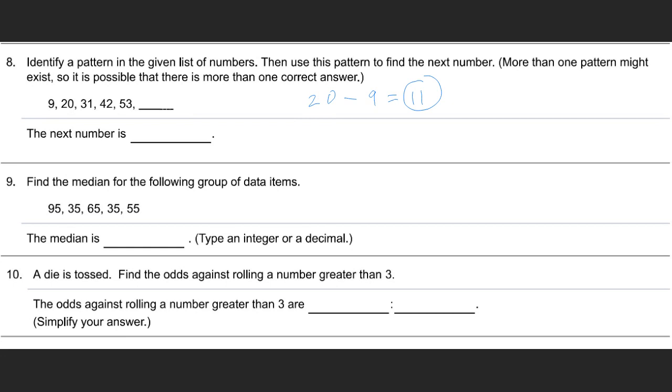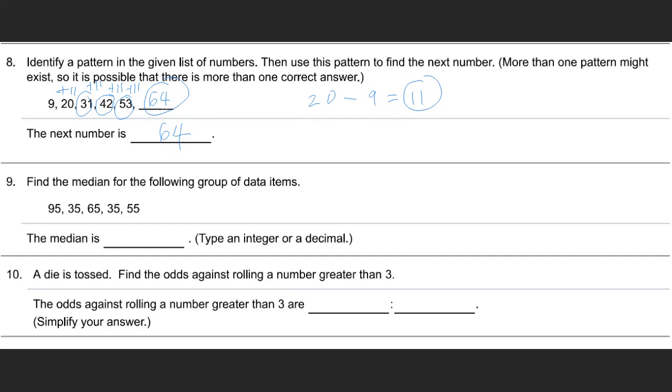If you add 11 to 20, it gives you 31. Adding 11 to 31 gives you 42. Adding 11 to 42 gives you 53. So we have a consistent pattern here. So plus 11 gives you 64, and that would be our final answer. So 64 is the answer for problem number 8.